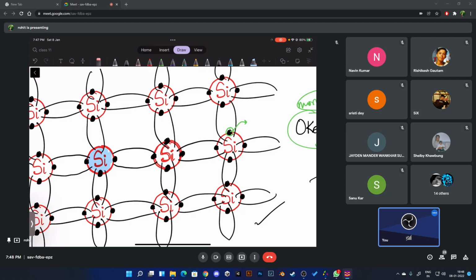So look at this. The electron which was present here has left this bond and is now present inside the solid, but it is not in the bond. What do I call it now, electron or free electron? Free electron.